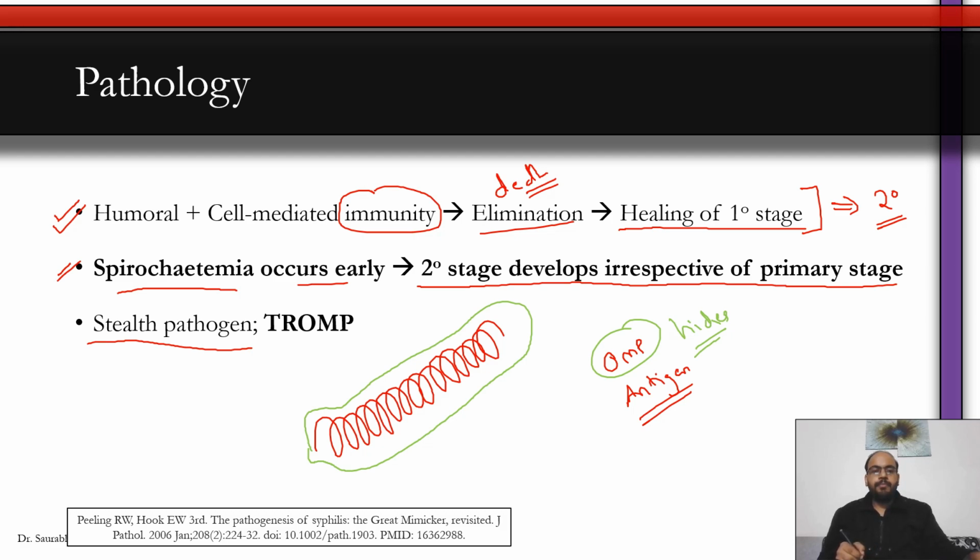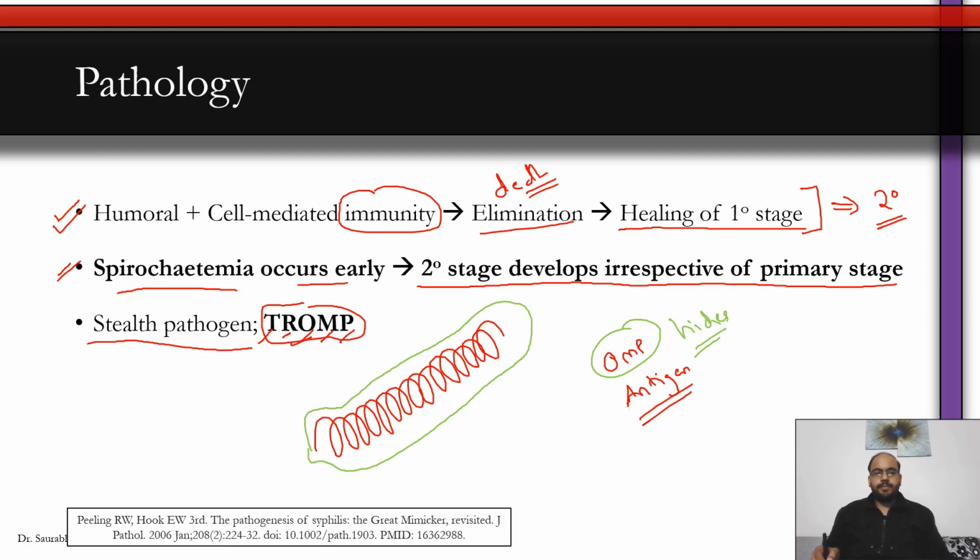So let's move forward. There's an entity known as Tromp, I think Treponema, I'm forgetting the R. Treponema reactive outer membrane proteins, somewhat like that. So this is a short form, Tromp.